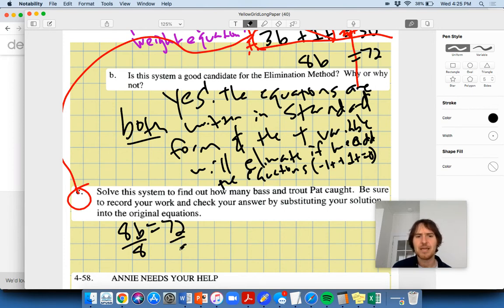Divide both sides by 8. Okay, division, the opposite of multiplication. Those go away. 72 divided by 8 is 9. So b equals 9.